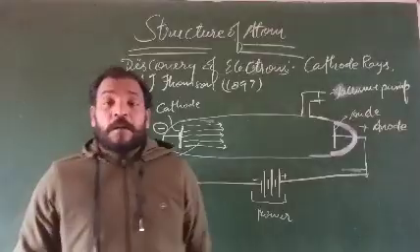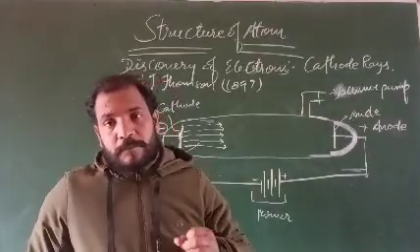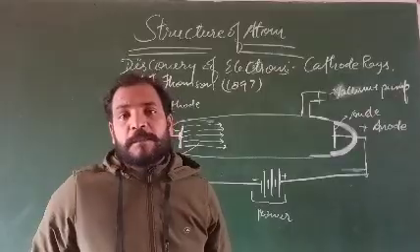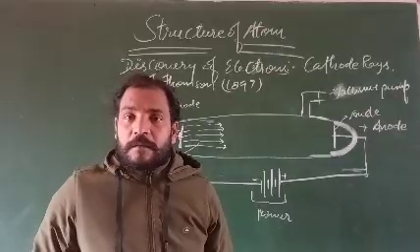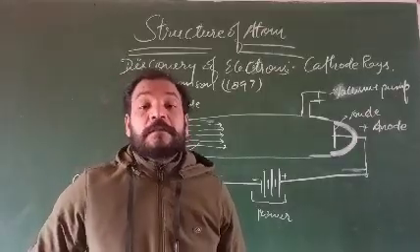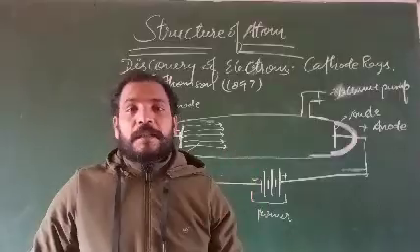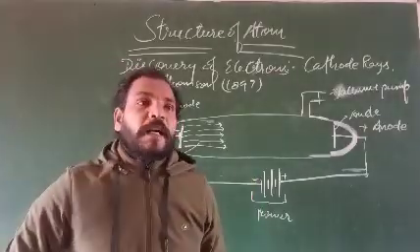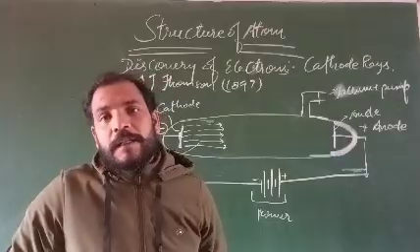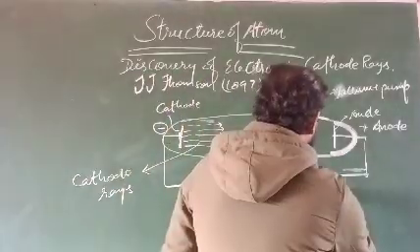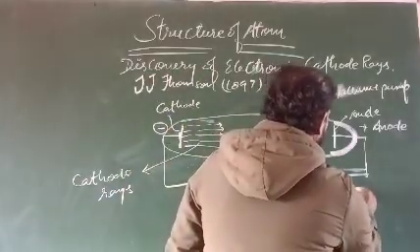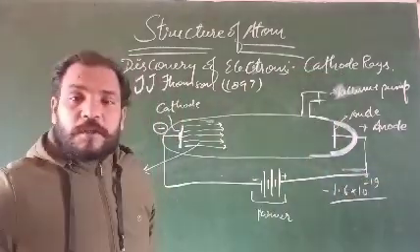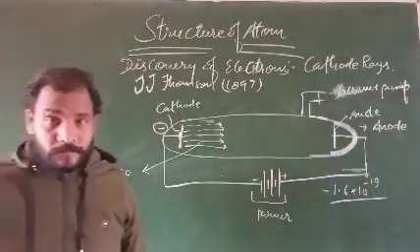Now, Goldstein performed this experiment. Thomson named it the electron, and Millikan found the value of the charge on an electron, which is equal to minus 1.6 into 10 to the power minus 19 coulomb. This was the charge of an electron.